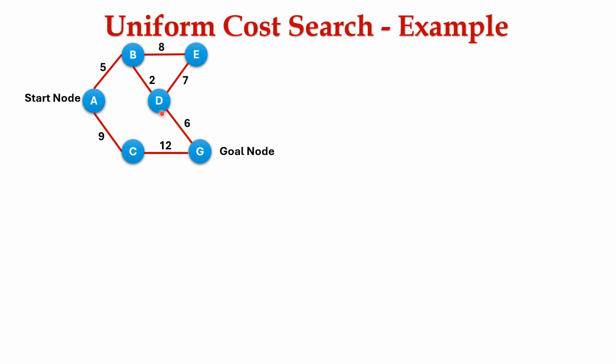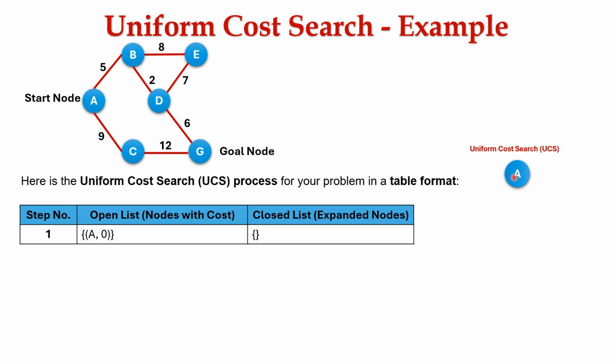Let's consider this problem where the start node is A and the goal node is G. Now let's start the search algorithm from node A. The same must be updated in the table. In this table, we have the open list, that is, we have nodes along with their cost, and we have the closed list, which represents the expanded nodes. In step 1, we have opened the node A with cost 0 since it is the starting node. As of now, we didn't expand any nodes, so the closed list is none.